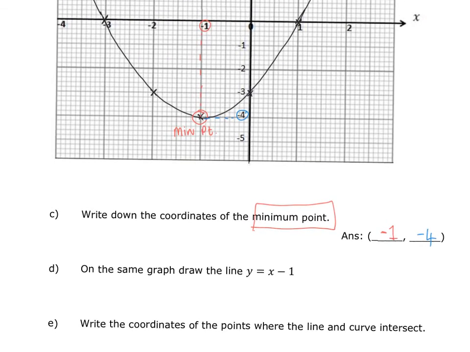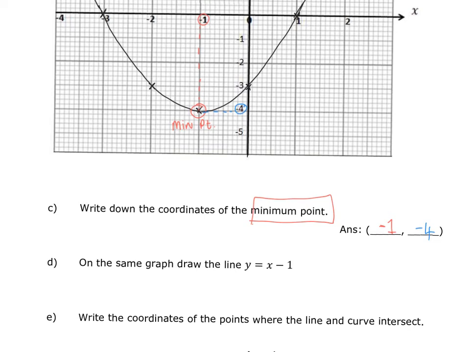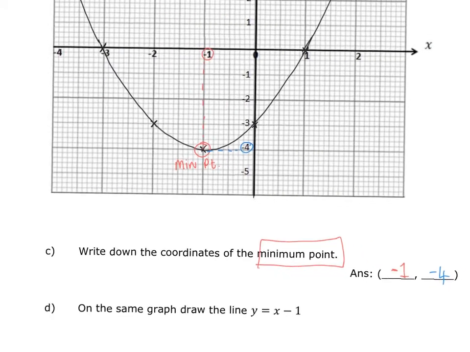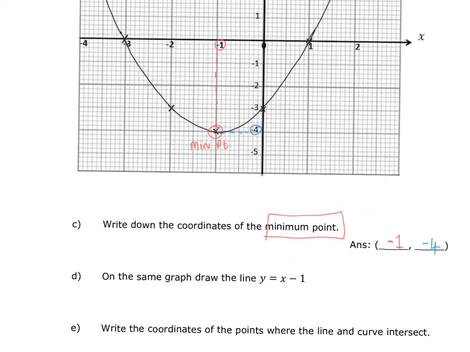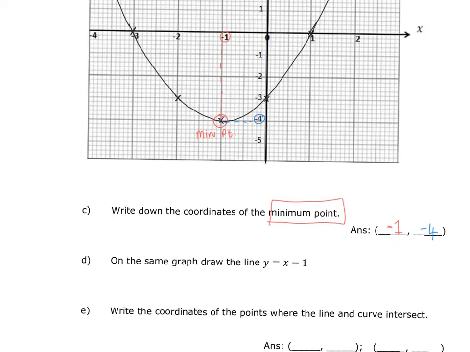Question D. On the same graph, draw the line y equals x minus 1. Now, to draw the line y equals x minus 1, we need at least 3 points. So, I'm going to draw a table with 3 points. Okay, I'm going to grab point -3, 0, and 2. Okay, so let's build a table.